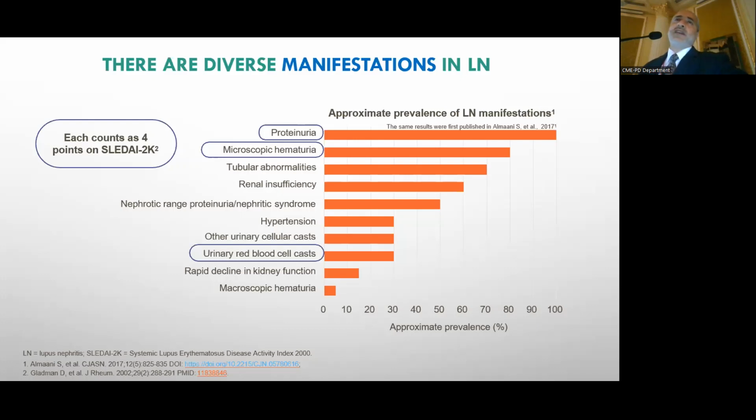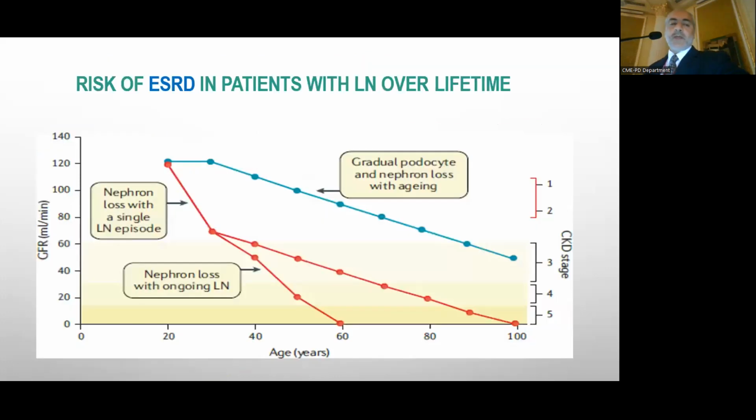We know that this activity index ranges from 0 to 25, and the higher the score, the higher the activity. These 3 findings in urine analysis are considered 12 points in the activity index, denoting a severe or very active disease, and should be taken seriously in any patient with lupus.